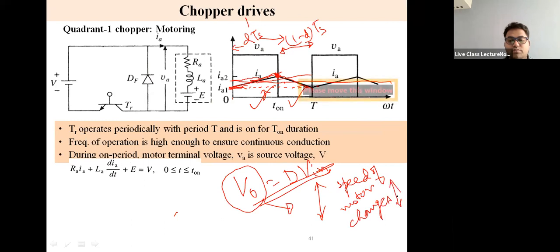The speed of motor will go up and down, right? So this is very efficient because there is no resistor trying to limit the current, right? So this is just switched operation.